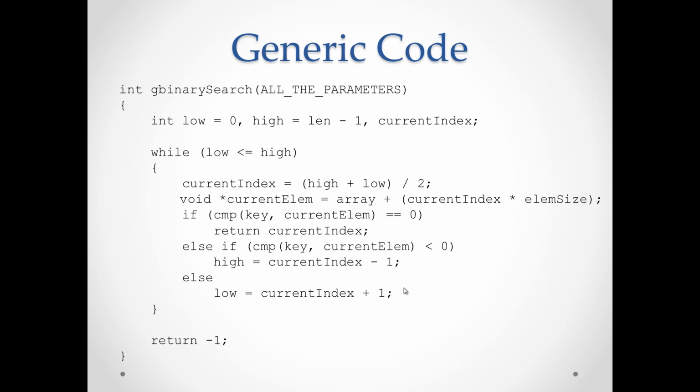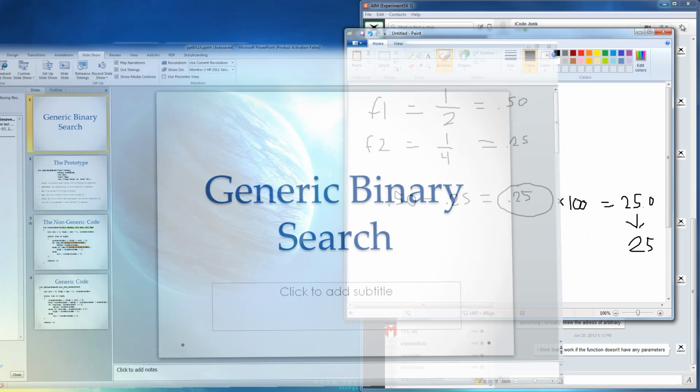And if the key is actually less than the element at the current index, we need to look to the left. So we need to modify the high variable. Otherwise, we know that the key is greater than the element at the current index, and we need to modify the low variable, which is all stuff we talked about in the previous tutorial. Alright, so that's pretty much all there is. That is exactly the generic binary search algorithm. So now all we're going to do is just test it out in Code::Blocks.